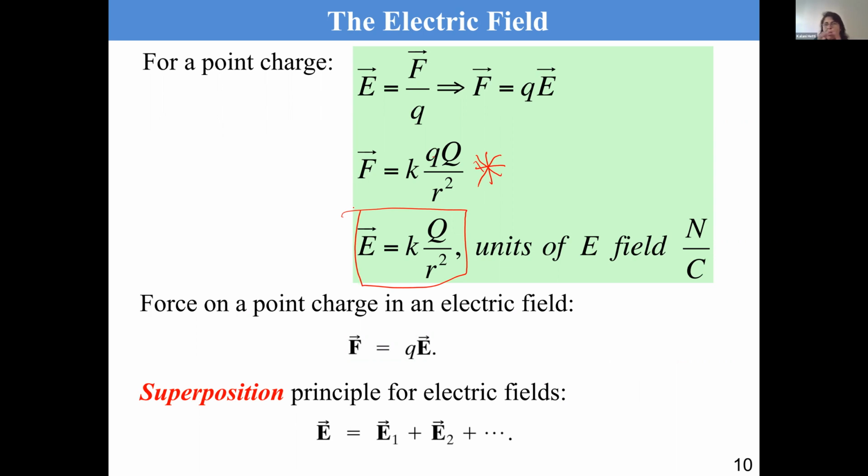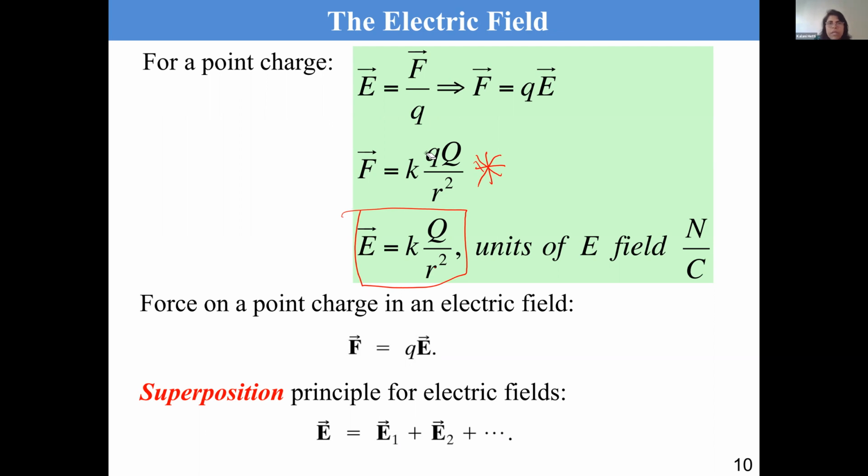Electric field only depends on the field produced by the source charge. That's why the small q is going to cancel out when you go to here. Because of that, it is independent of the charge you bring from outside. It depends on the established charge, that is the uppercase Q here.